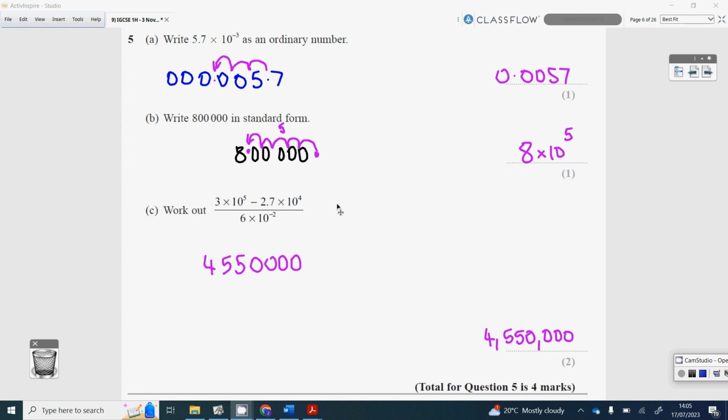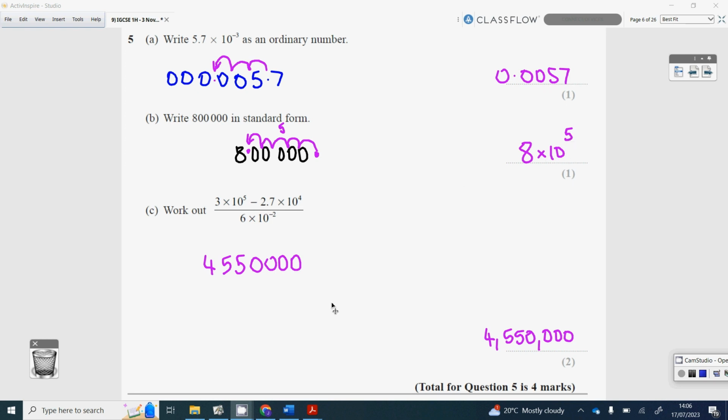Now, how many powers is it going to be? So how many hops do we do with the decimal point? Well, when you've got 800,000, the decimal point is after that. The decimal point's going to end up between the 8 and the first 0. So that's 1, 2, 3, 4, 5 hops of the decimal point. So 8 times 10 to the 5.